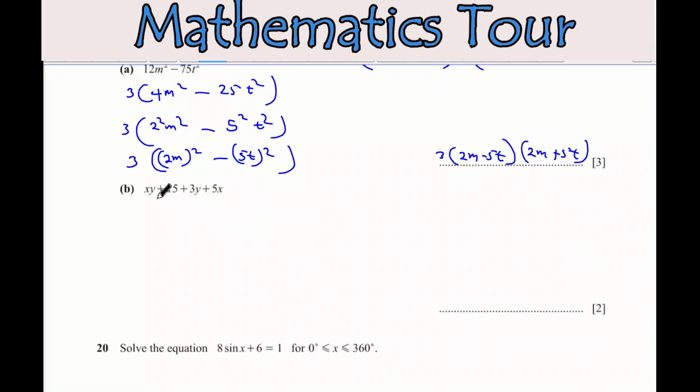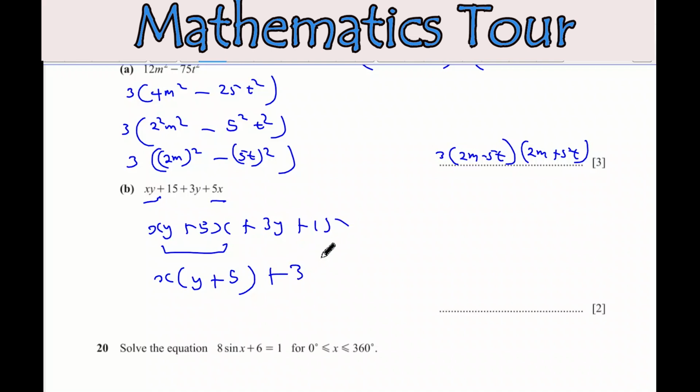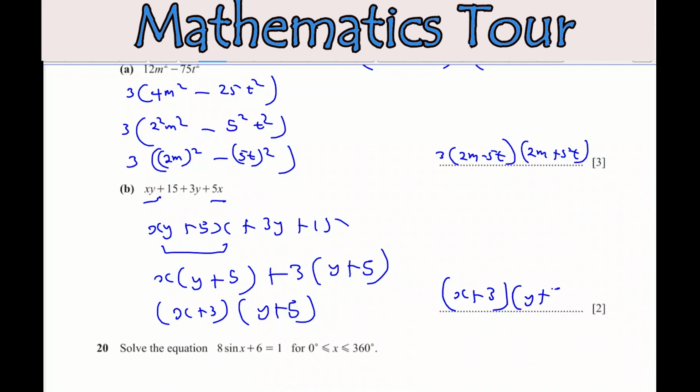Then part B, factorize this completely. If you look at this, I can bring this and this closer. So it will be xy plus 5x, then these 2, plus 3y plus 15. Here, x is common, so I'll be left with y plus 5. Here, 3 is common, I'll be left with y plus 5. Beautiful. So I now have x plus 3 for the outside terms. Then let's just pick one of these, y plus 5. So x plus 3 into y plus 5.